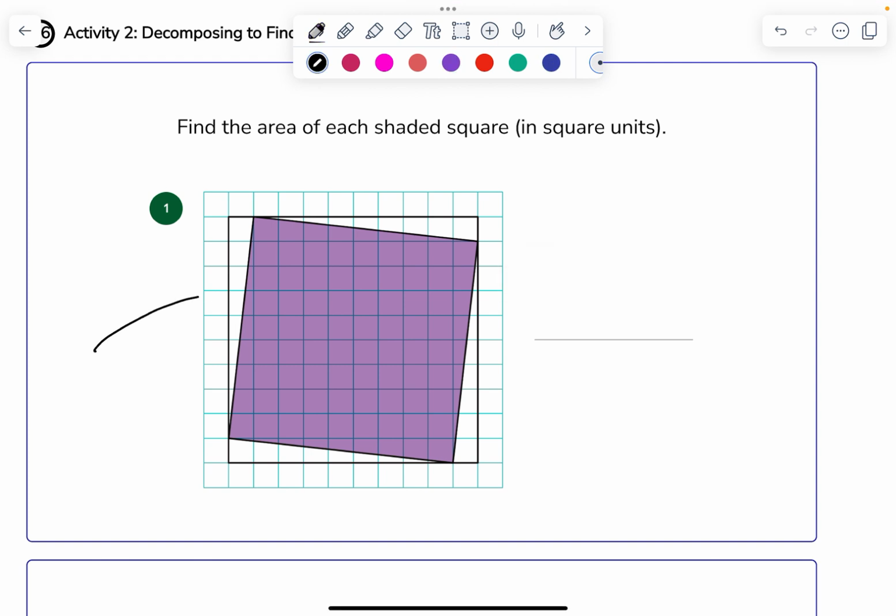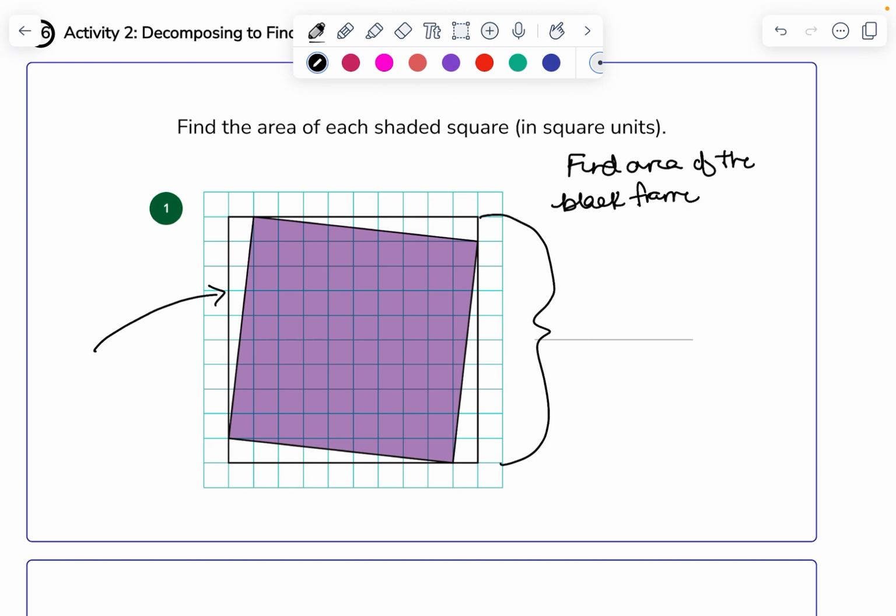What's nice about this is that you already have a line enclosing the purple square. So start by finding the area of the black frame. So we're going to look here. 1, 2, 3, 4, 5, 6, 7, 8, 9, 10. It is a 10 by 10. So you start with 100 units squared.